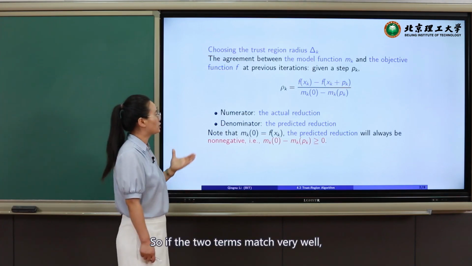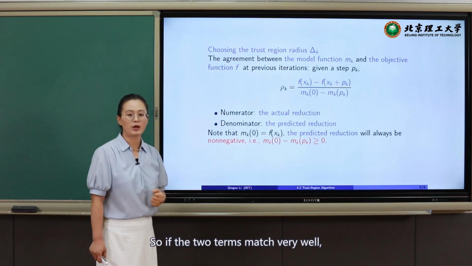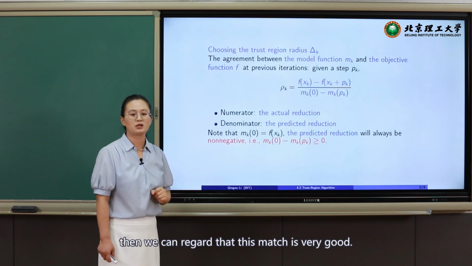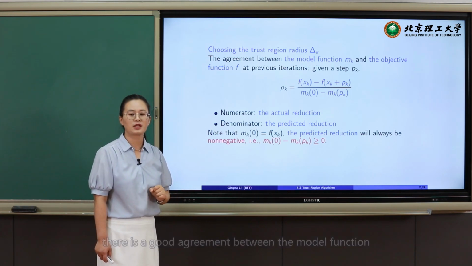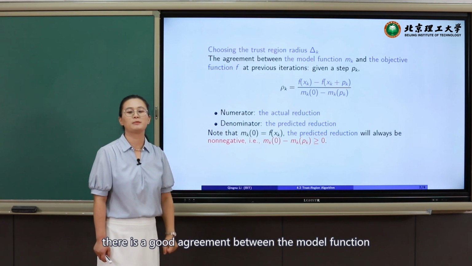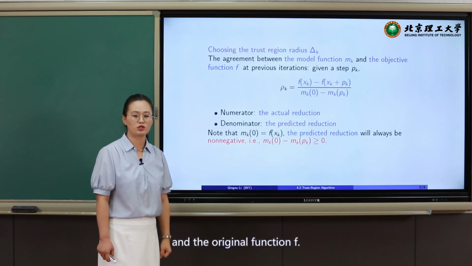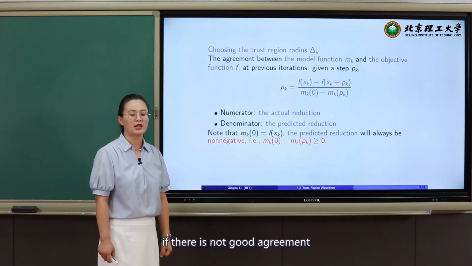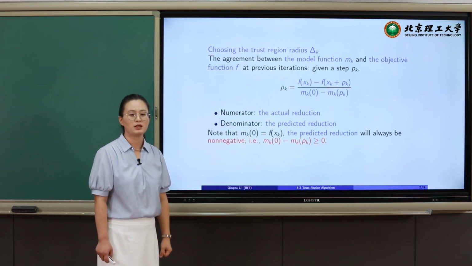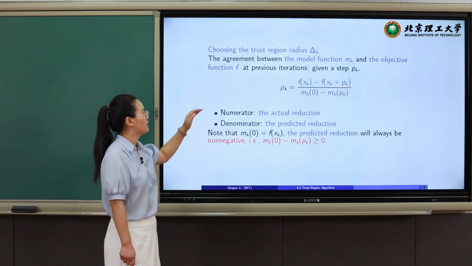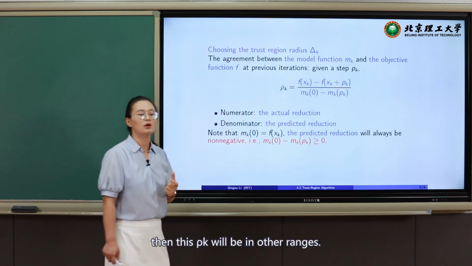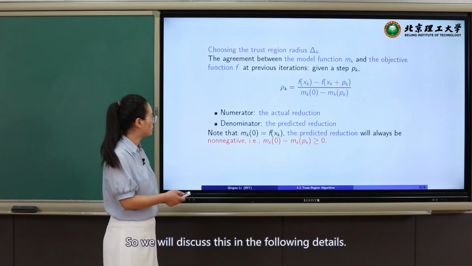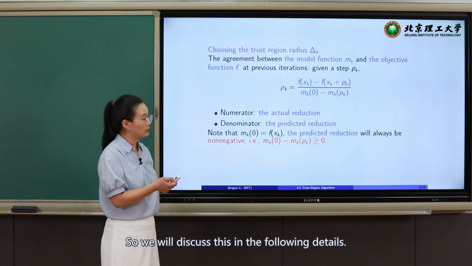So if the two terms match very well, then we can regard this match as very good. In other words, there is a good agreement between the model function and the original function f. However, if there is not good agreement in the two terms, then this rho k will be in other ranges. So we will discuss this in the following details.